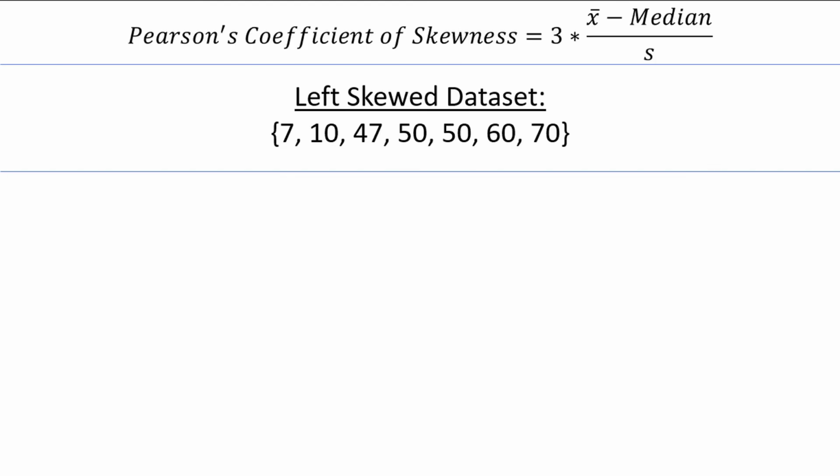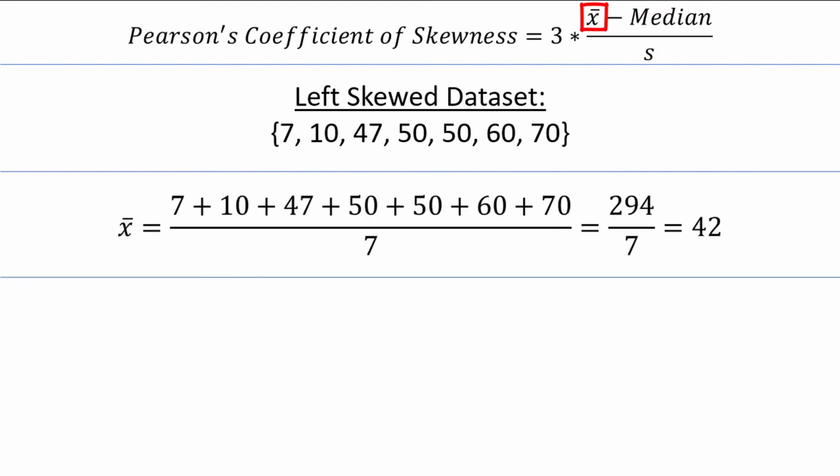Here's the dataset from earlier that I said was left-skewed. I knew it was left-skewed because most of the larger values are clumped together, with only a few smaller values. Oftentimes the skewness is hard to see with large datasets, which is why it's helpful to be able to calculate skewness. To calculate Pearson's coefficient of skewness, we need the mean, x bar, the median, and the sample standard deviation, s. X bar is the sample mean, which is just all the numbers added together divided by 7, since there are 7 numbers in the dataset, which equals 42.